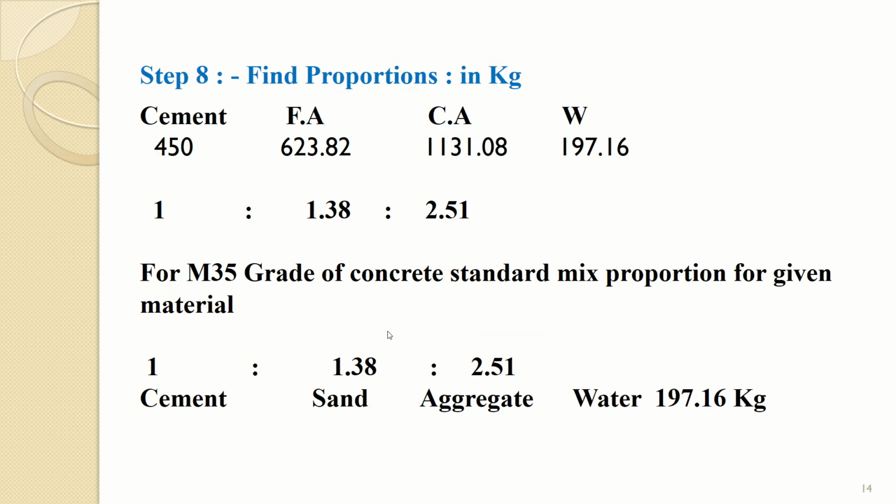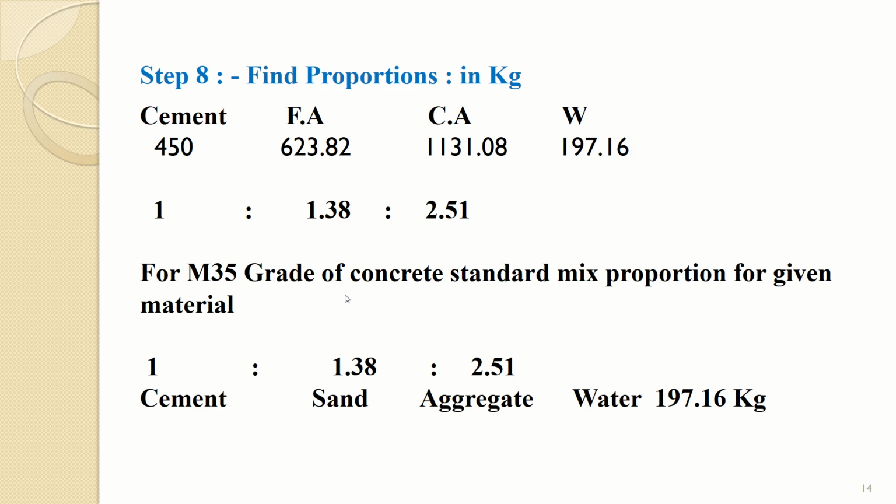Now we know all the quantities. Write down all the quantities here: cement 450 kg, fine aggregate 623.82 kg, coarse aggregate 1131.08 kg, and water content 197.16 kg. Here we are considering cement as 1. If you divide 623.82 by 450, you will get 1.38. Again 1131.08 divided by 450, you will get 2.51. So we got the proportion for M35 grade as 1 : 1.38 : 2.51.